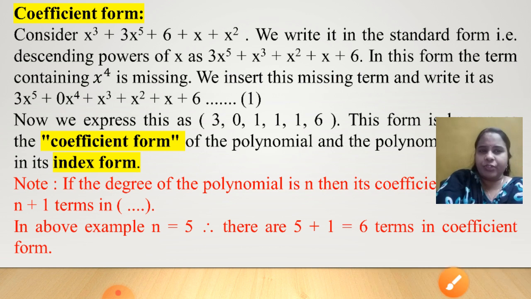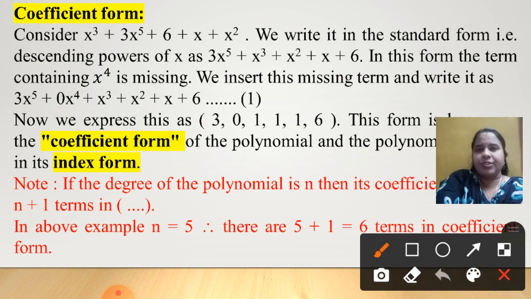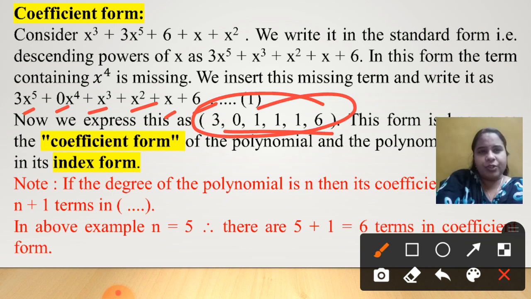We are writing the coefficient form. You just collect the coefficients here. Coefficient here is 3, 0, nothing means 1, 1, 1 and 6. See this: 3, 0, 1, 1, 1 and 6. This is nothing but the coefficient form of this polynomial. I hope you are understanding all the steps to get the coefficient form.